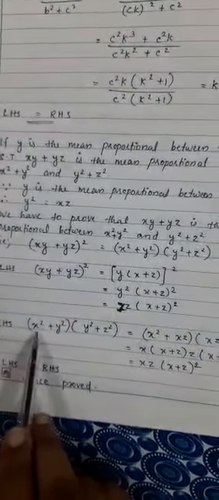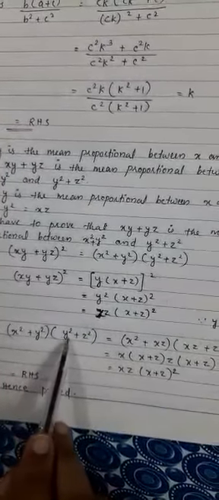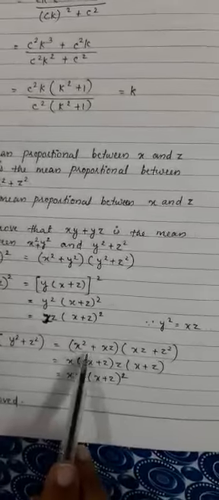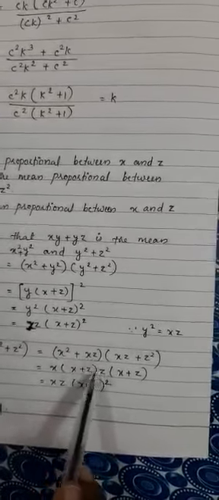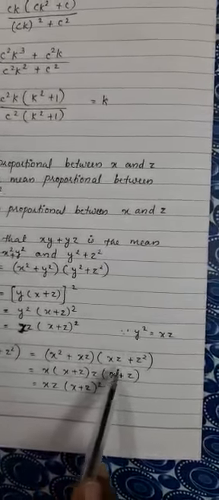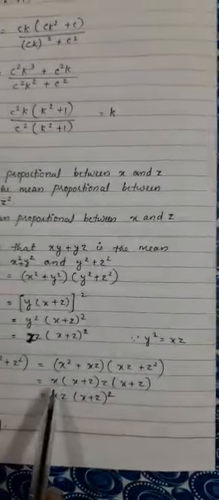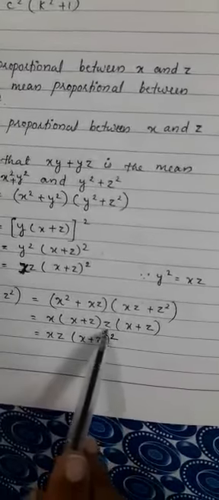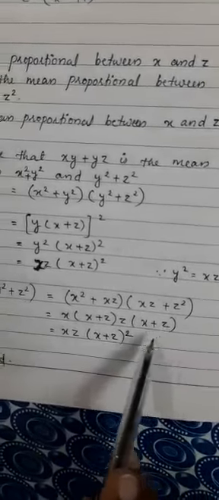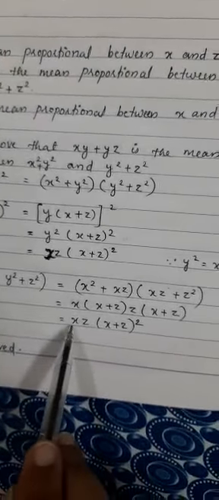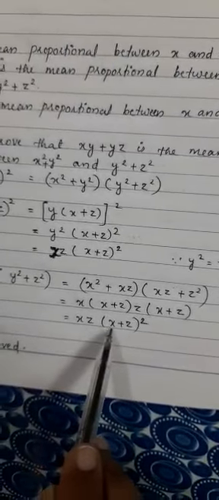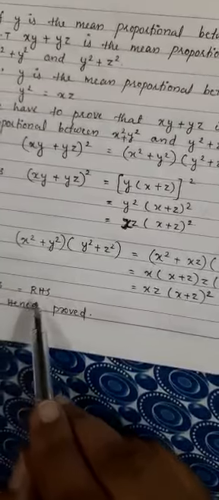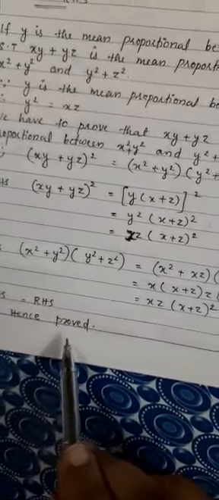So the answer is xz into x plus z the whole square. RHS. x square plus y square into y square plus z square. That is equal to x square plus y square is equal to xz into xz plus z square. Here x is common, x into x plus z. Here z is common, z into x plus z. So the answer is xz into x plus z the whole square. LHS equal to RHS, hence proved.